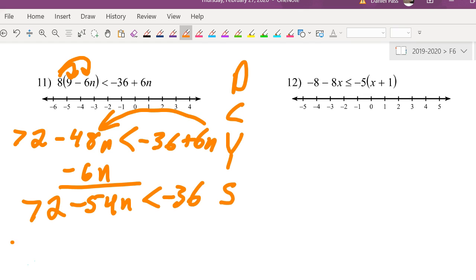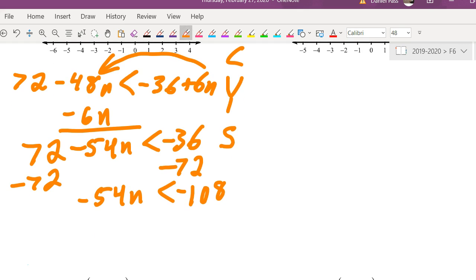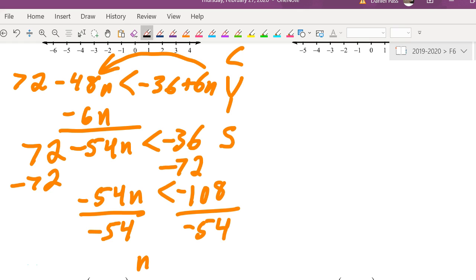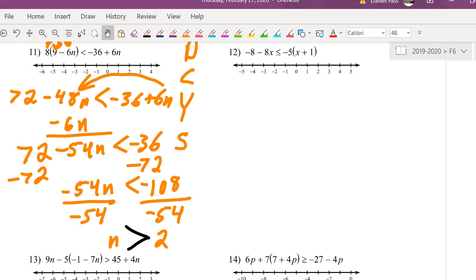Alright, Superstar CoStar Extra, negative 72 on both sides. Negative 54n is less than negative 108. Hey, I think that's going to be 2, huh? What do we divide by? Divide by negative? Are you serious? What happens? So now we have to change the sign to the other way like that. And n is greater than positive 2. Did I do that right? Yes, sir. I hope I did.